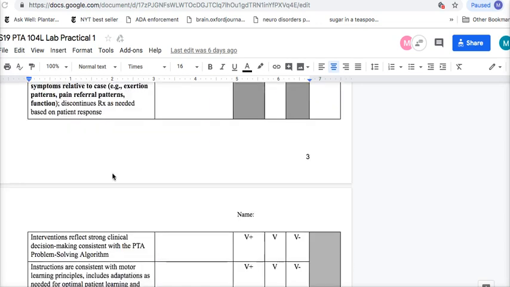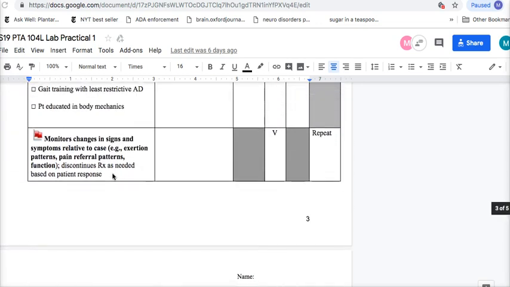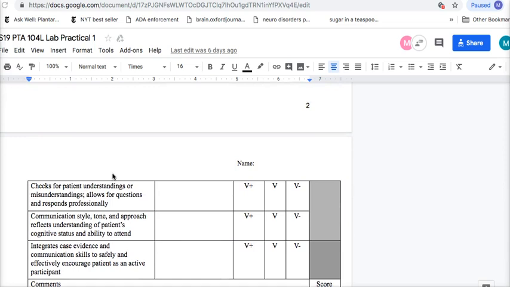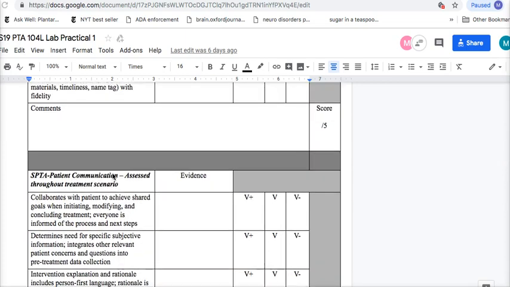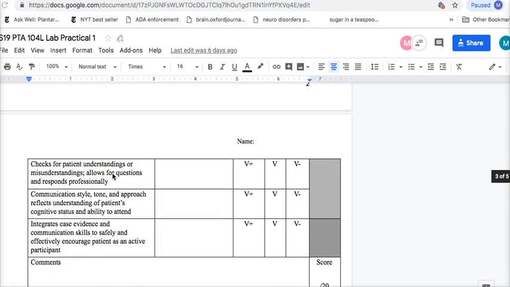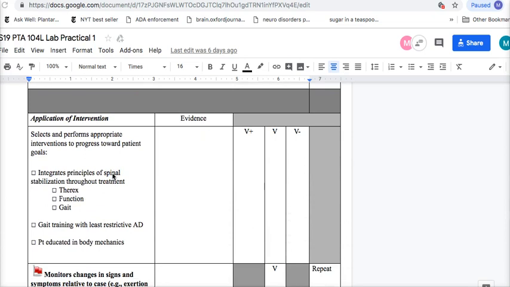So application of interventions is where it's consistent with 133. It's where we really want to see some solid development as you're preparing to go into clinic. So this is why it's worth so many points. Okay, so integrates the principles of spine stabilization throughout the treatment. I'm going to circle that 3 times.